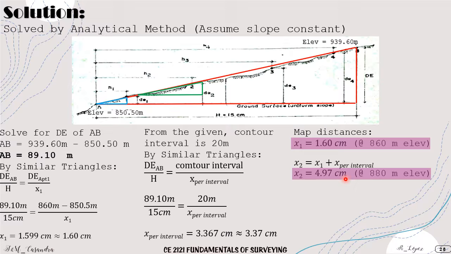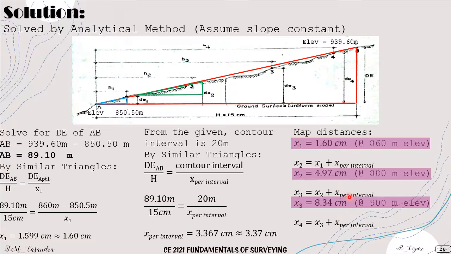880 meter elevation. Then next we'll have x3 equal to x2 plus the x per interval. So this will give us 8.34, or this is the map distance from point A to the 900 meter elevation. And lastly, we have x4, which is equal to 11.71 centimeters, or that is the distance between point A and the 920 meter elevation. So if you're going to check your modules, we will have the same or almost the same values. So this is another way of solving the problem in your module.